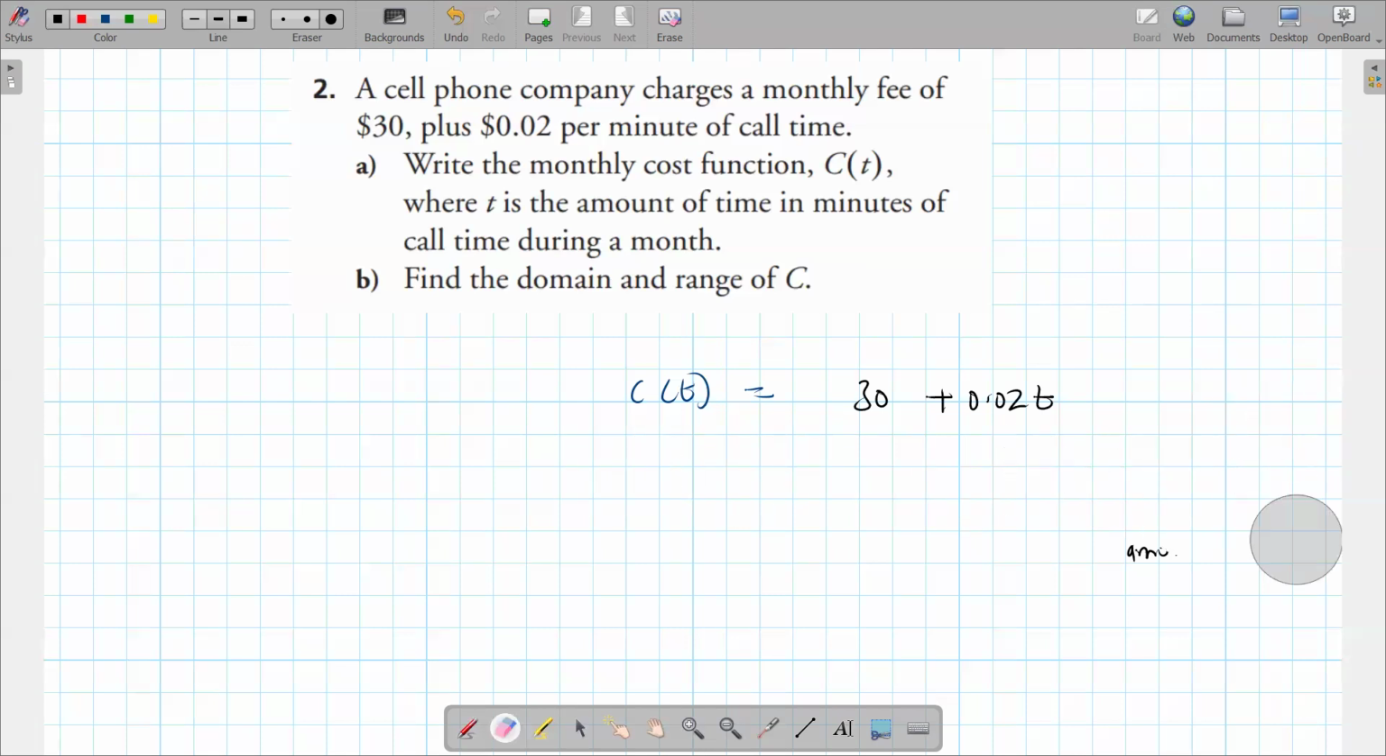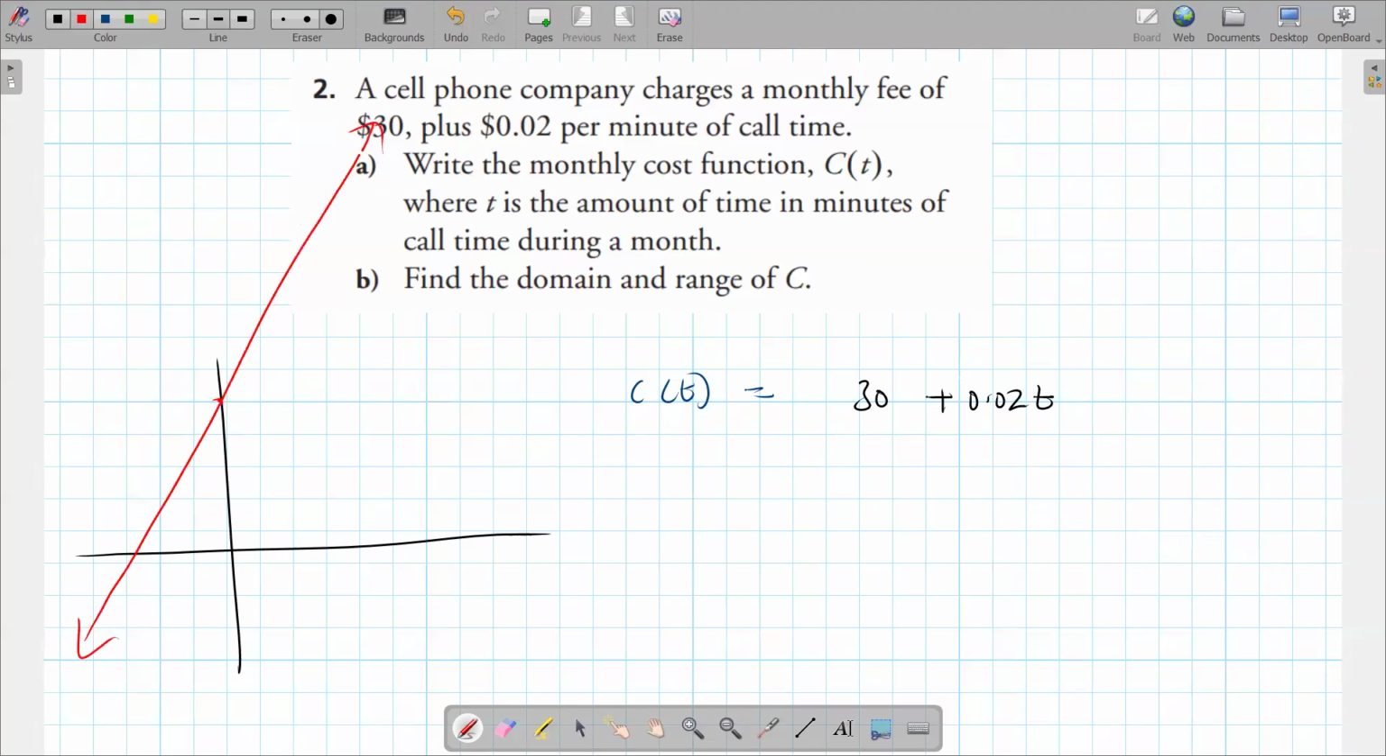Part B, find the domain and range of C(t). So the graph of this would look like this. It's just a straight line going up, and that's your 30. So now be careful, okay? This is a trick question because it's a real life situation. What is the domain and range of C? You have to take into account the context of the question. Don't only think of it mathematically, think of it practically.